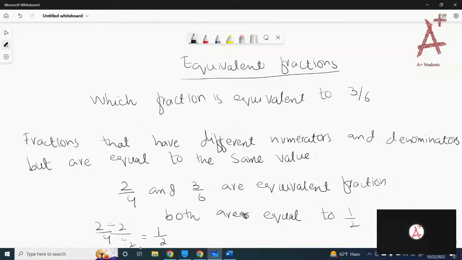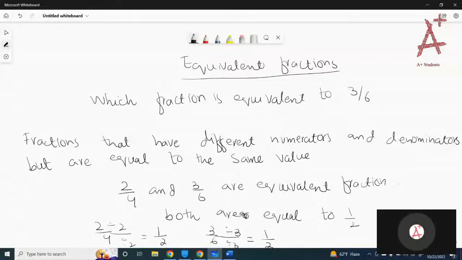Got it? Now just look at 3 over 6. We have a common number that can divide both 3 and 6, that is 3. Just divide them by 3. It would be 3 times 1 is 3 and 3 times 2 is 6. Got it? That means you have the equivalent fraction. Both of them equal 1 by 2. That means 2 by 4 and 3 by 6 are equivalent fractions. Got it?